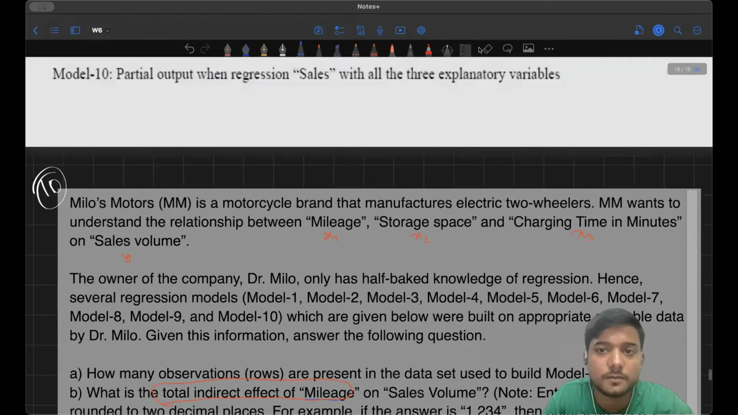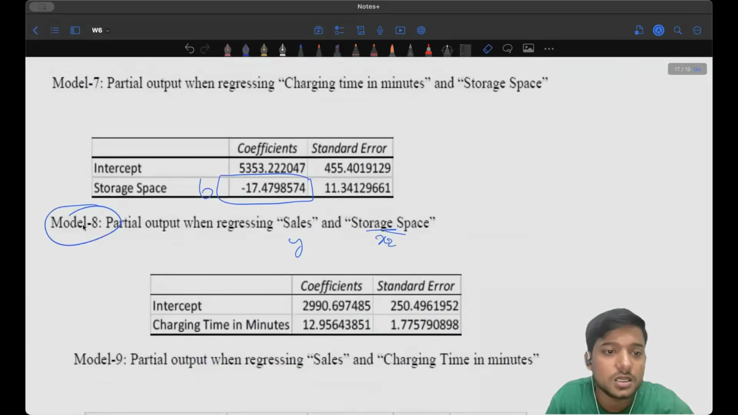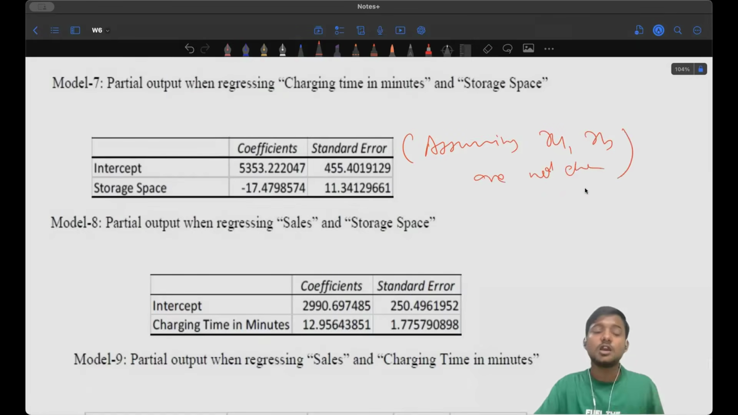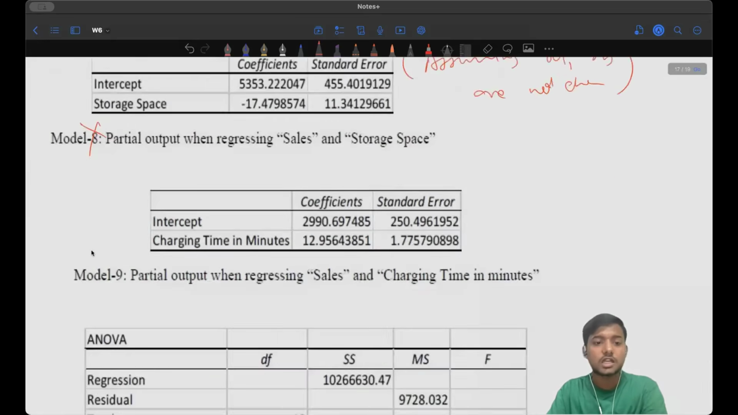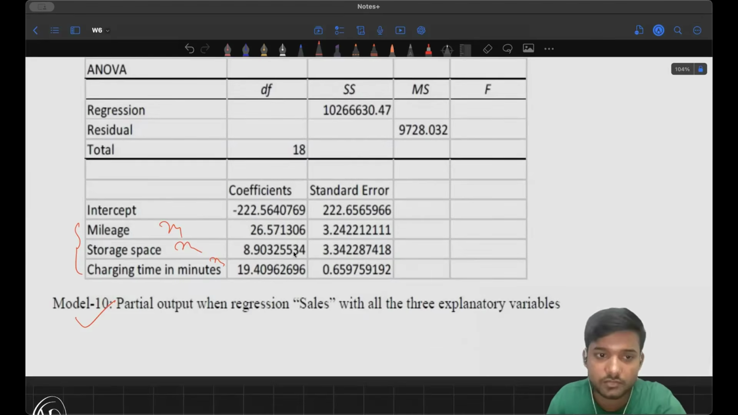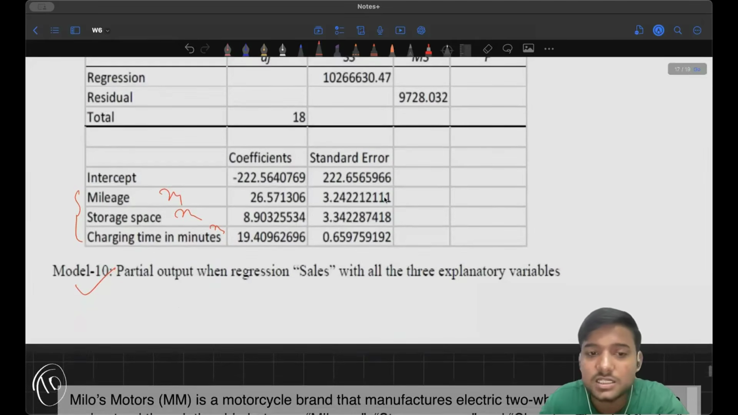Because if we go to model number 8, this model is built assuming other variables, that is x1 and x3, are not changing, right? But actually, my mileage, which is x1, was changing. So this was built assuming it was not changing. Therefore, you cannot take it from here. Actually, you are supposed to take it from here, where all three things can change: mileage, which is x1, storage, which is x2, and x3. So you need to take the coefficient from here, right? How does my y change with respect to this thing?